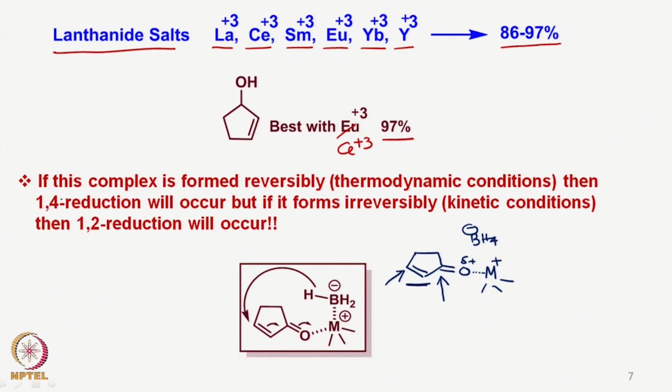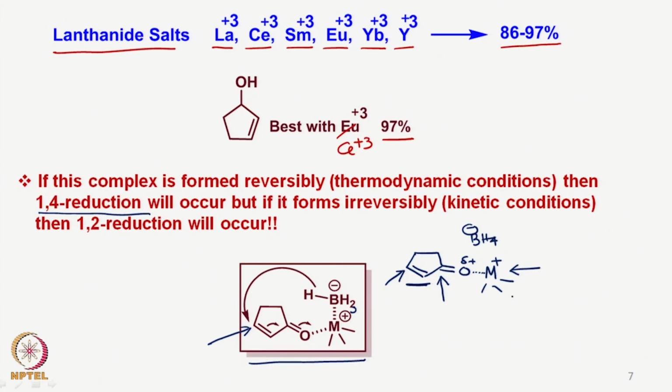So, what was proposed was, if this particular type of complex is reversibly formed, that means under thermodynamic conditions it attaches to the carbonyl and then again detaches, and again it attaches. If that happens, then there is a possibility of attack onto this particular carbon atom. So, 1,4 reduction is more easily feasible if it is reversibly formed. That will of course depend upon the nature of the M plus that is there, and of course the groups which are attached.